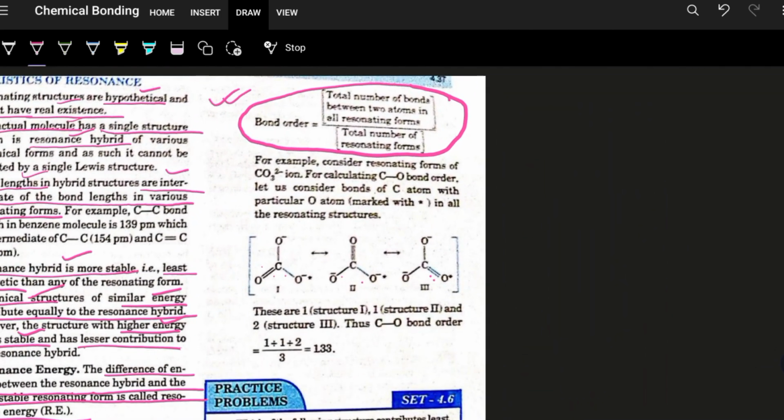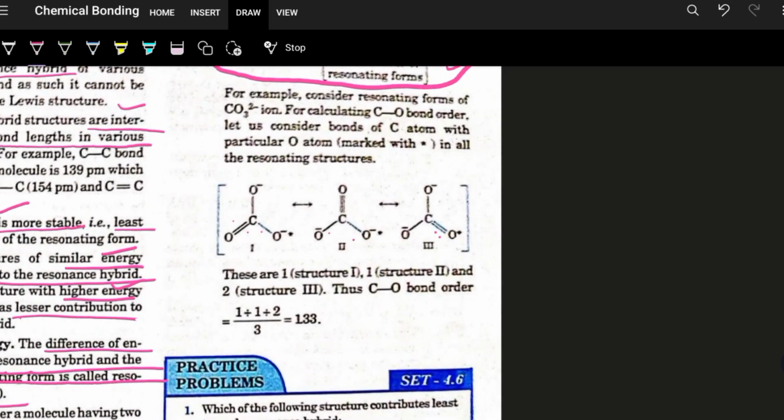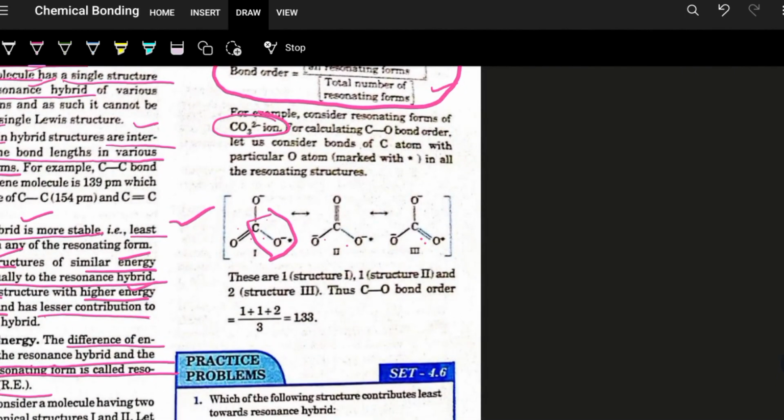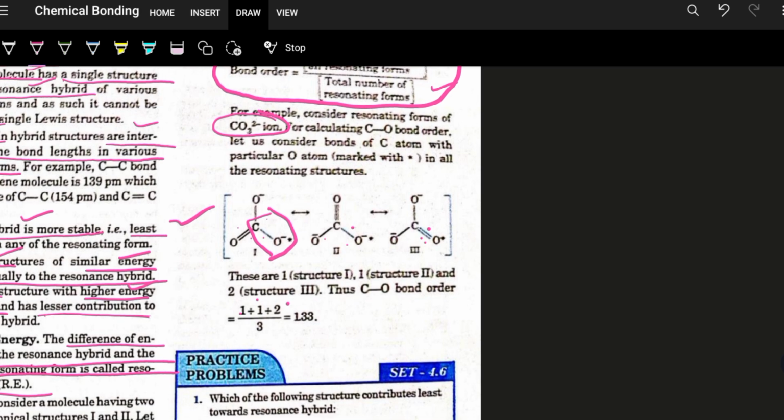See this formula. Total number of bonds between two atoms in all resonating forms divided by the total number of resonating forms. They have taken the example of the carbonate ion, and these are the possible resonating structures, and as per the example they have taken this bond. It is the total number of bonds between two atoms in all resonating forms. This carbon oxygen, here it is one bond, so 1. Here it is one bond, so again 1. Plus here it is 2 bonds, so plus 2. Divided by the total number of resonating forms, there are 3 resonating forms, so by 3.